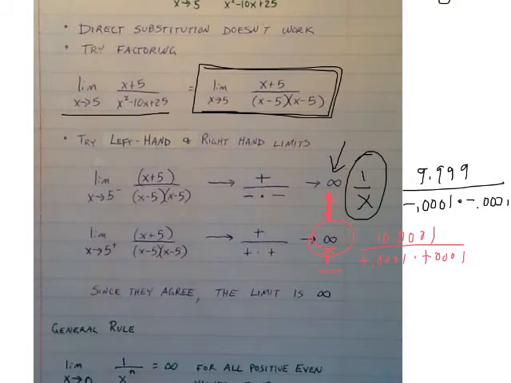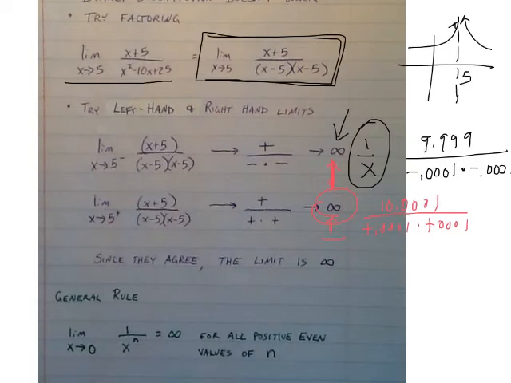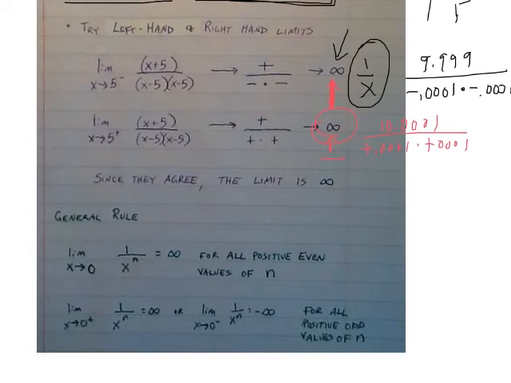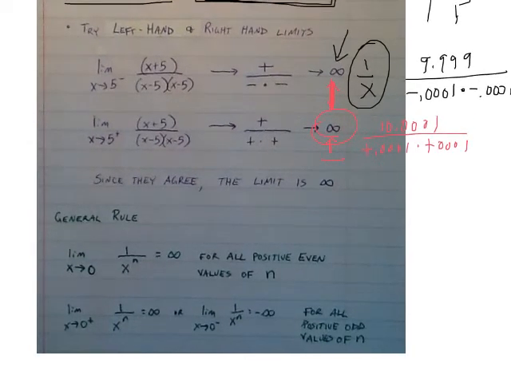which means graphically, somewhere over here around 5, the curve is going to go up on both sides. The general rule that we can extract from all of this is that the limit as x goes to 0 of 1 over x to the n equals infinity for all positive even values of n. If it is an odd value, then you're going to have different left-hand and right-hand limits. So the limit does not exist at the exact value because one's positive and one's negative.